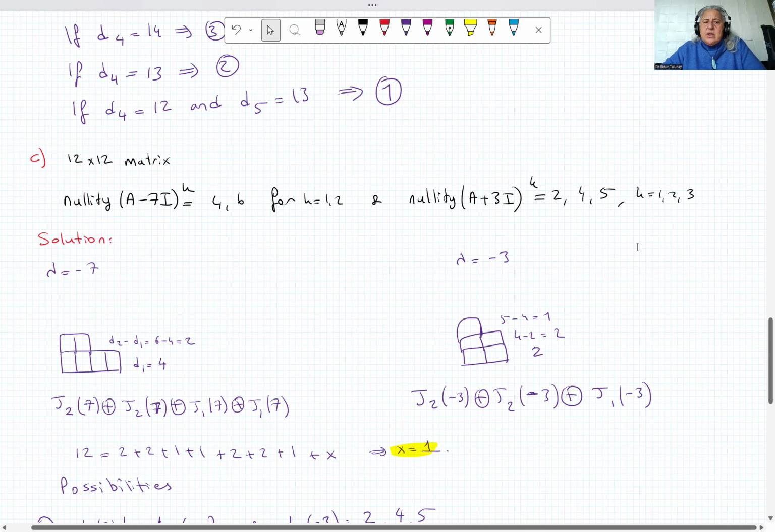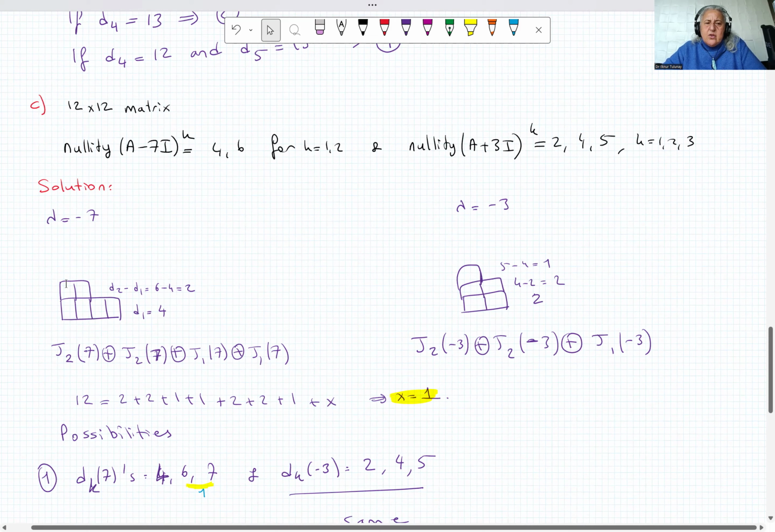Well, lambda is equal to 7. It means I have 4 possibilities here and 2 possibilities here. For lambda is equal to 7, I have J2, J2, J1, J1. So that's the Jordan form. And for lambda is equal to -3, I have 2 and 4. And 4 minus 2 will be 2 blocks on top, and the 5 is the 5 here. So I will have 3 and 2 and 1. Sorry, this should be 3 here.